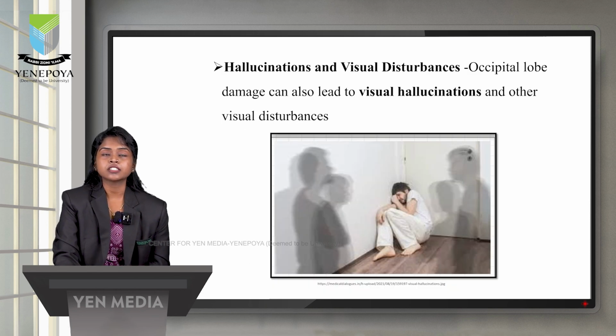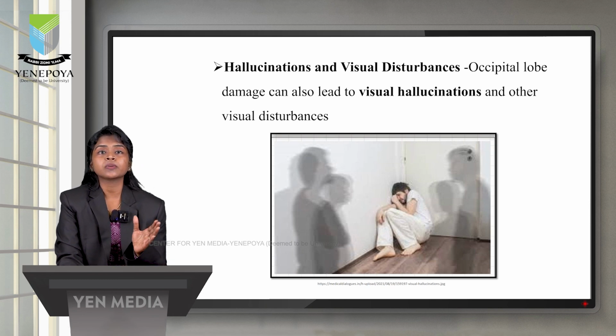So next, hallucination and visual disturbances. The occipital lobe damage can also lead to visual hallucinations and other visual disturbances. The individual can hallucinate that someone is surrounding them. So that is called hallucination or visual disturbance.